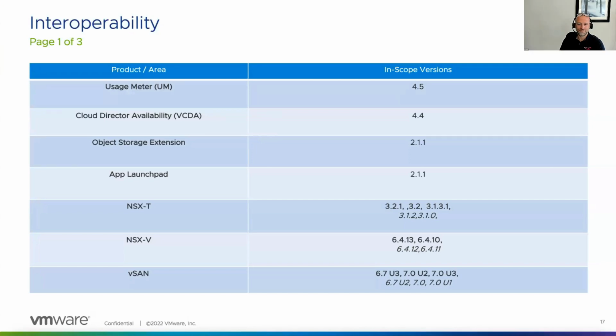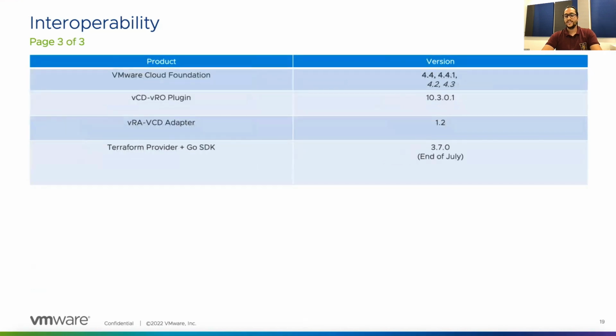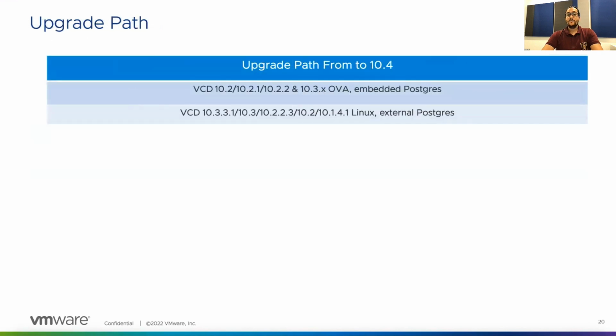These are the products. These are the versions. Pause the video, look at them. Screen 1, screen 2 for other solutions, and screen 3 for the remaining solutions. So these are the ones we support from an interoperability perspective. And if you want to upgrade from a previous version, for the appliance, we do support from 10.2, 10.2.1, 10.2.2, 10.3 to 10.4. And if it's external, as mentioned on the screen, we support upgrade from so-and-so versions.